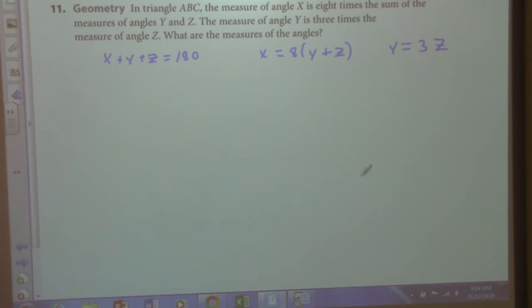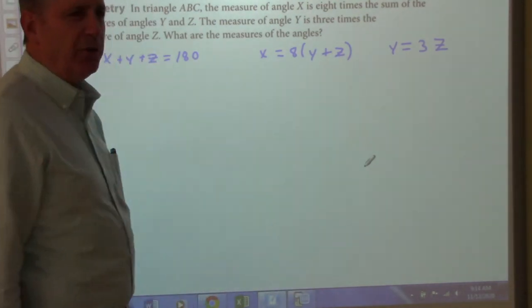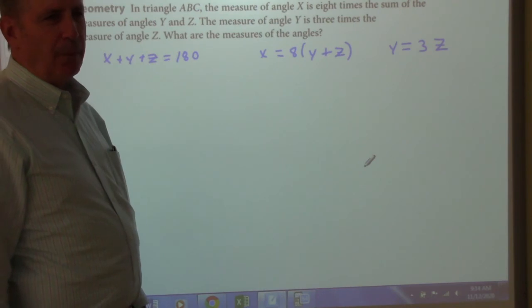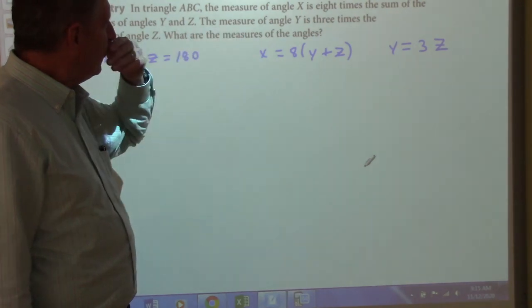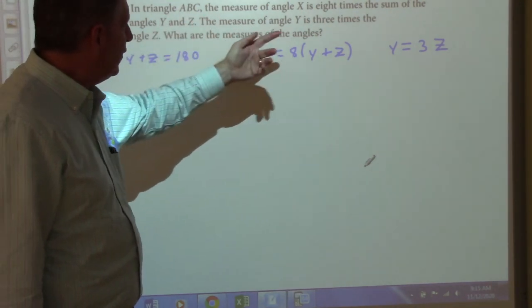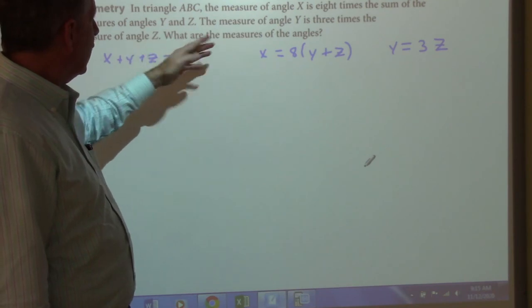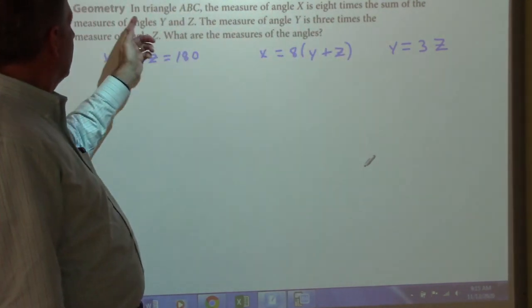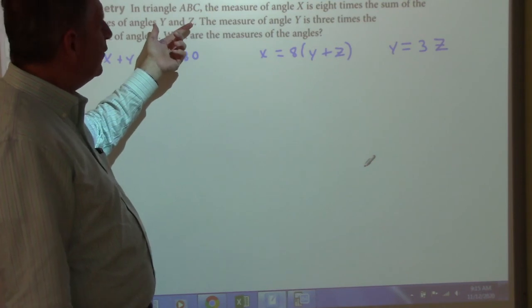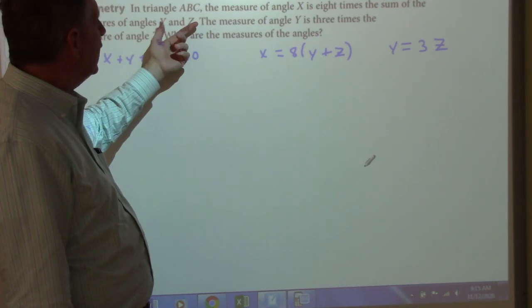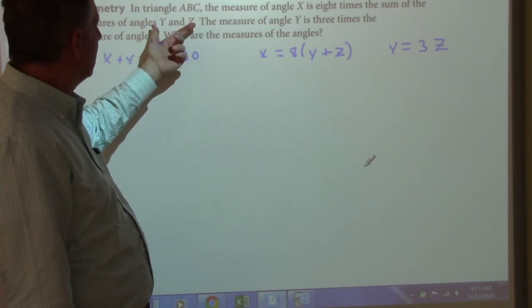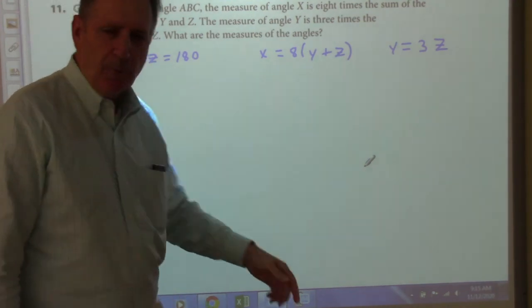Of all these equations, I think these are good equations. What's the hardest equation you think to come up with? I'm thinking the middle one. Yes, you guys did a good job. The 3 times the measure is pretty easy. But for the sum of the measures of y and z, you have to understand that the sum of y and z means y and z in parentheses, and then 8 times that.